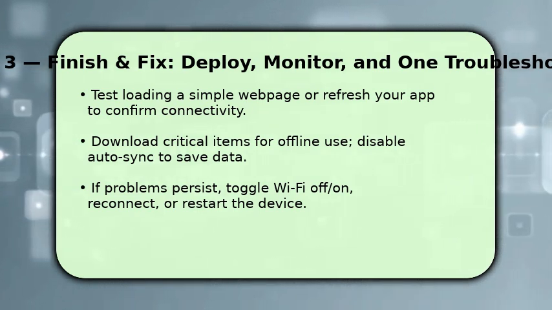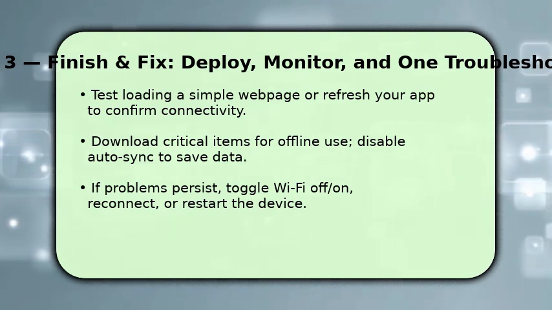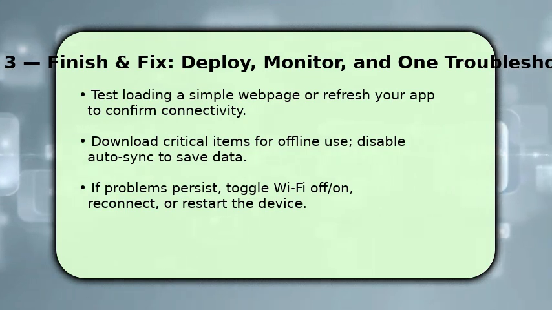Download any emails, maps, or media you'll need offline and disable auto-sync to conserve bandwidth. When you're done, leave flight mode on if you prefer no cellular, or turn it off after landing.